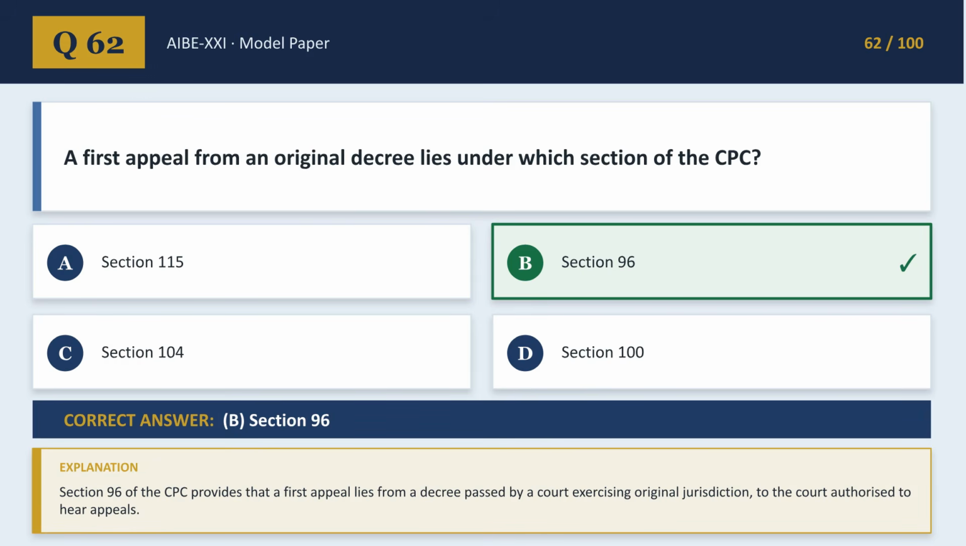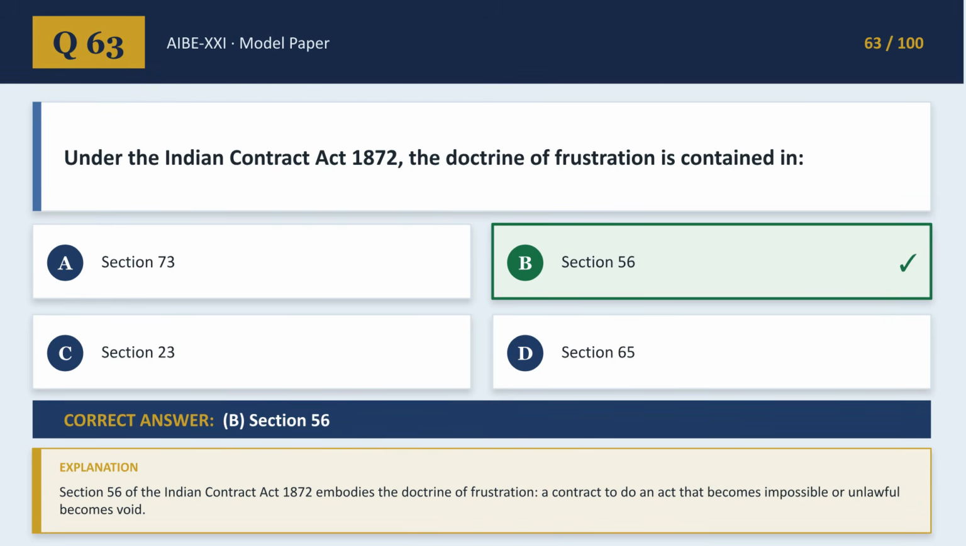A first appeal from an original decree lies under Section 96 of the CPC. This allows appeal from a decree passed by a court exercising original jurisdiction to the authorized appellate court. The doctrine of frustration in the Indian Contract Act 1872 is contained in Section 56. This section voids a contract to do an act that becomes impossible or unlawful after the contract is made.